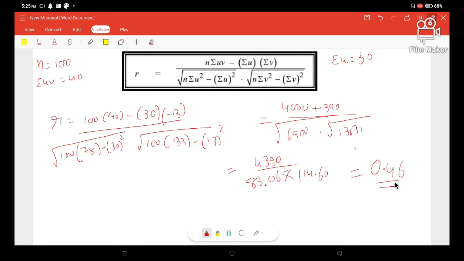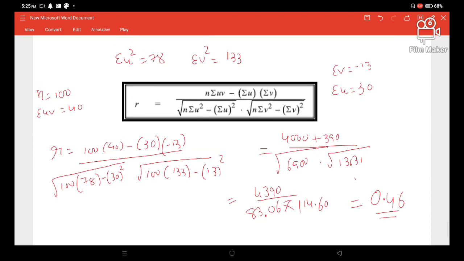This is how we can calculate Karl Pearson correlation when the range is given rather than variables, the variables are given in range.